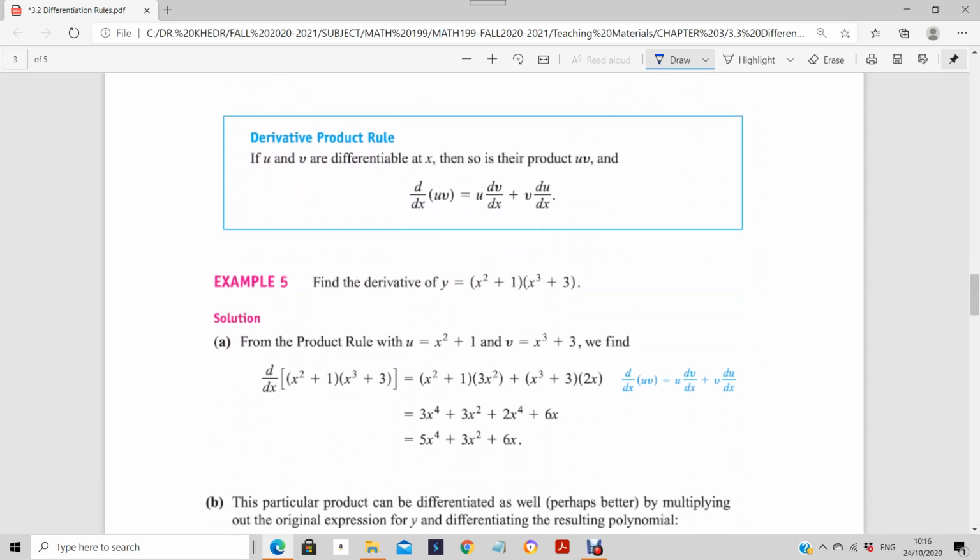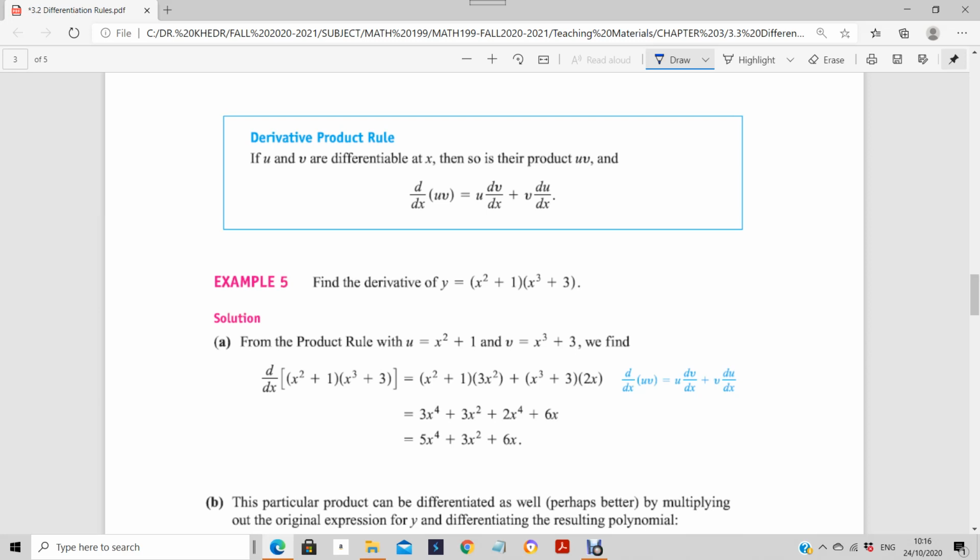The next rule is the derivative product rule. If u and v are differentiable at x, then so is their product uv. And the derivative of this product u times v is equal to the function u multiplied by the derivative of the next function, dv by dx, plus the second function multiplied by the derivative of the first function, v du by dx. So it's not equal to the derivative of the first function times the derivative of the second function. No, you have to follow this rule exactly.